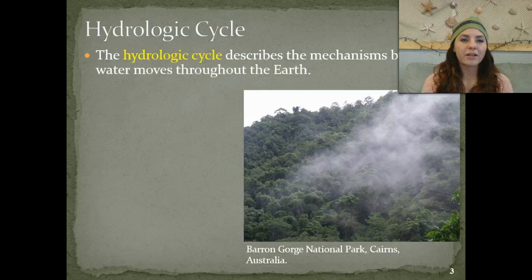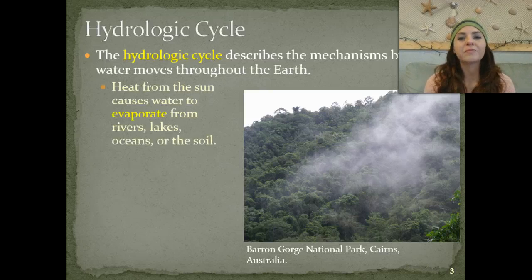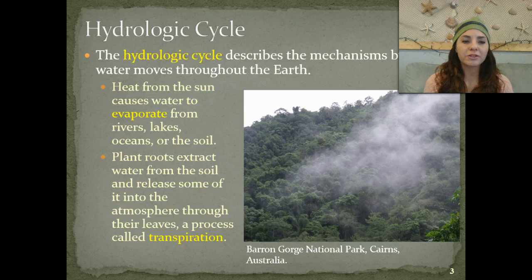In a previous podcast, we talked about the hydrologic cycle, which describes the mechanisms by which water moves throughout our Earth. Heat from the sun causes water to evaporate from rivers, lakes, streams, oceans, or the soil. Plant roots also extract water, and eventually that water is lost through the process of transpiration.